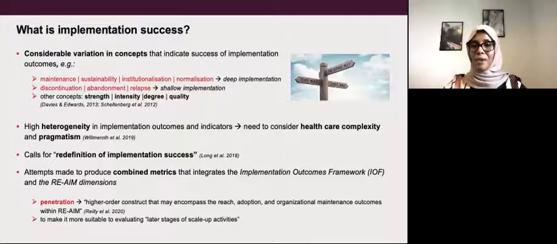And a recent scoping review that documented high heterogeneity in implementation outcomes and indicators concluded the need to consider healthcare complexity and pragmatism to meet the challenges to achieving consensus in framing implementation outcomes and indicators. So this also resonates with calls for redefinitions of implementation success away from predetermined outcomes and process fidelity. And there are some very recent attempts to produce a combined matrix that integrates the implementation outcomes framework and the RE-AIM dimensions. The authors of this work stated that the combined matrix offers additional guidance when evaluating later stages of scale-up activities.